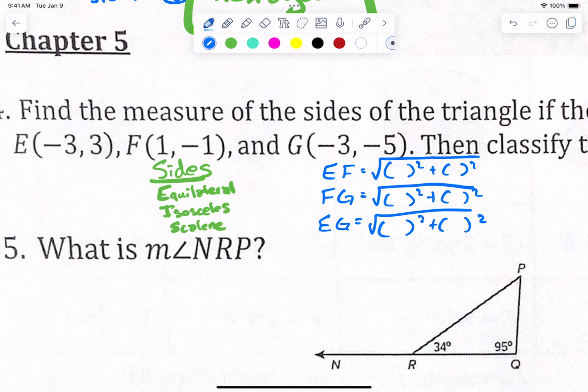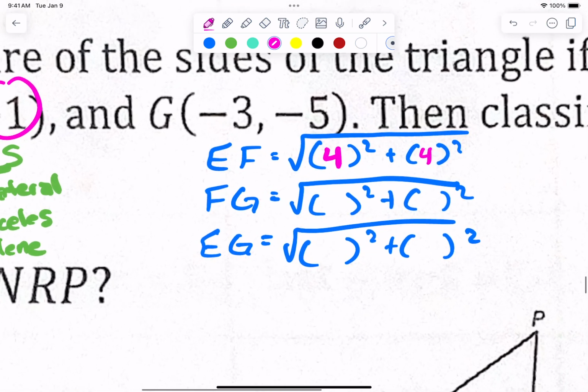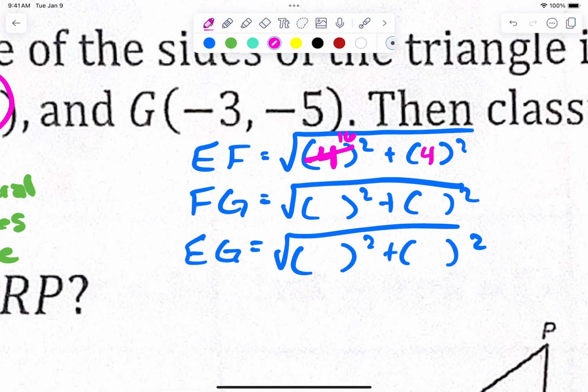EF is what? Okay, are we ready? EF is 4. So we're going from -3 to 1. Then 3 to -1. How far is that? 4. Also 4. Okay. So 4 squared is 16.